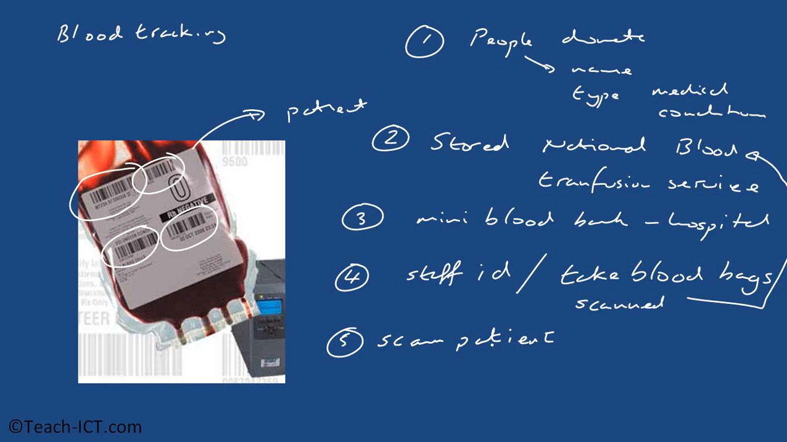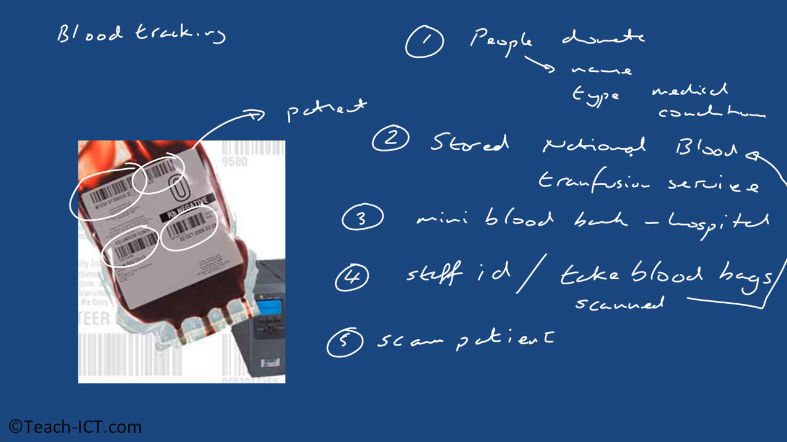So that's how blood tracking kind of works. We make sure ultimately the right blood goes into the right patient, but we're also able to loop back, and if we're running low on one particular stock at our hospital in our little mini fridge, we can get some more sent down from the central National Blood Transfusion Service.